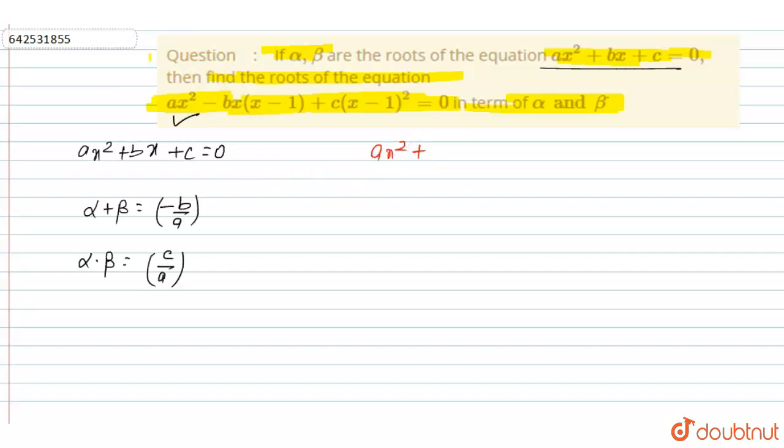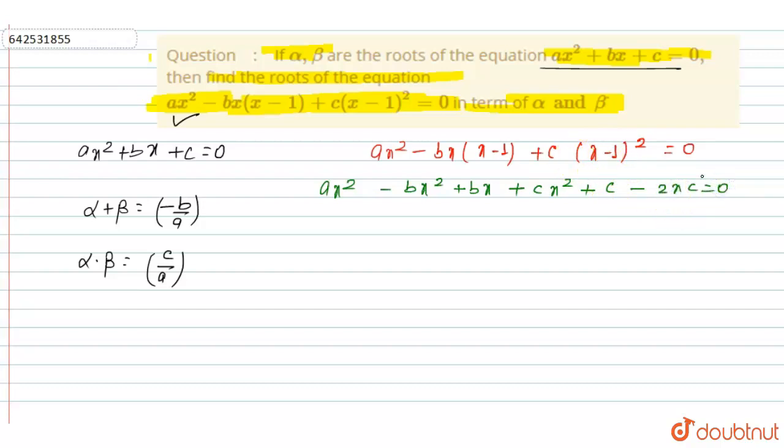Then the equation is ax square minus bx into (x minus 1) plus c into (x minus 1) whole square is equal to 0. Firstly, open this equation. Then we can write ax square minus bx square plus bx plus c into x square plus 1 into c, only c, and minus 2x into c is equal to 0.